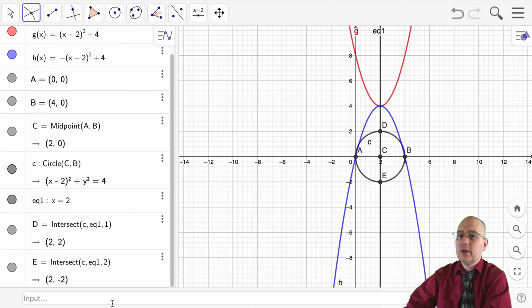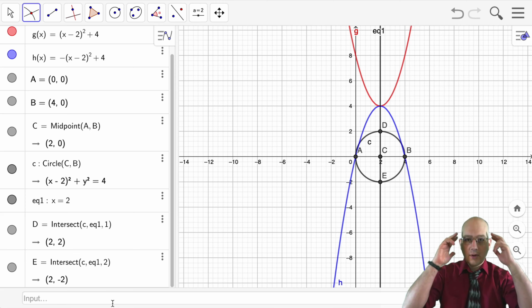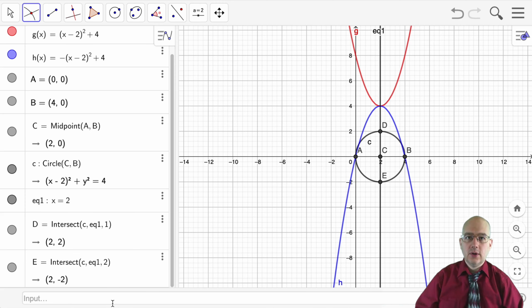So D and E, what are they? 2, 2, and 2, minus 2. Now if we're suddenly thinking in the complex plane, that's our solution: 2 plus 2i and 2 minus 2i. So this is a way of actually getting the complex solution using just graphical techniques. You reflect the parabola, look at the roots that way, find the midpoint, that's just going to be the vertex, and then draw a circle that fits in there. Pretty nice, huh?